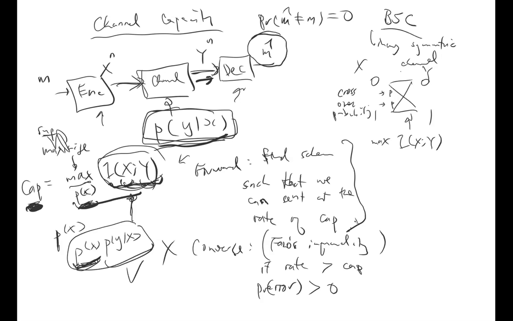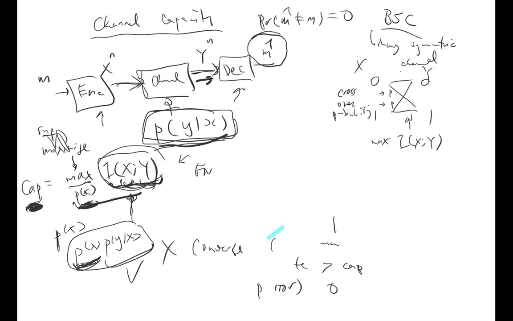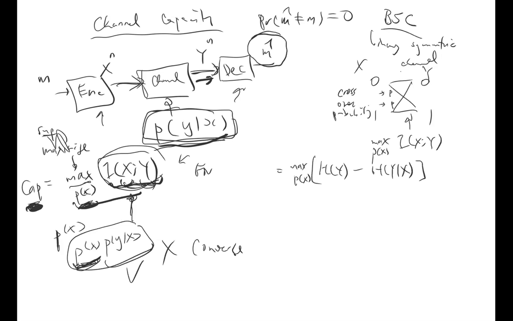And the capacity for this channel will be just I(X;Y), like this. Let me erase this to get some space here. Maximize over p(x), right? Then this will be equal to H(Y) minus H(Y|X), maximized over p(x), right? And H(Y|X) is what? Actually, H(Y|X) is equal to what?